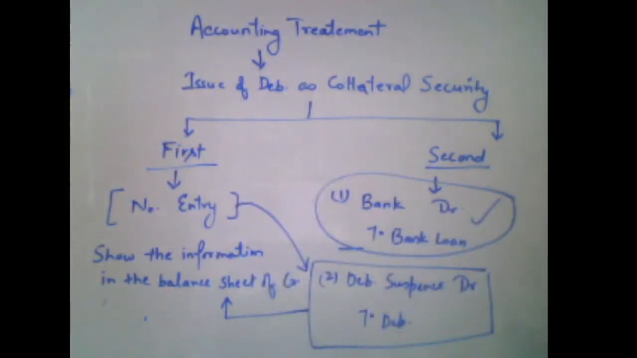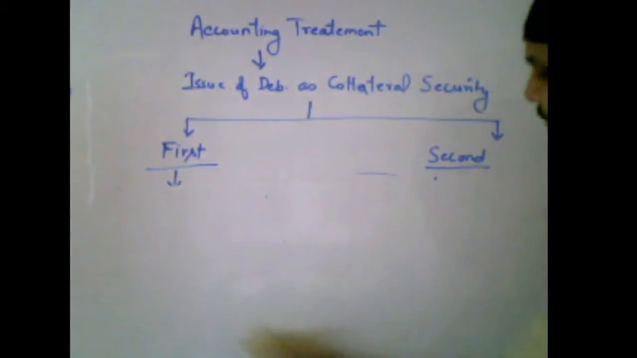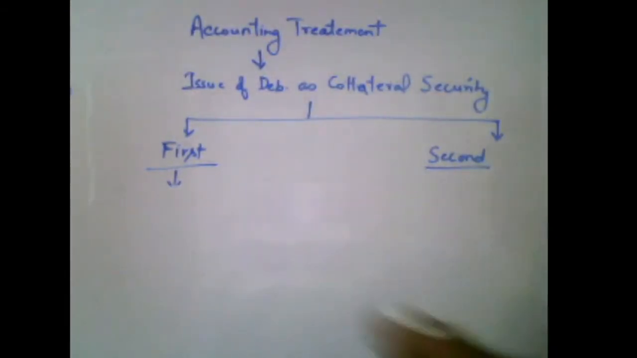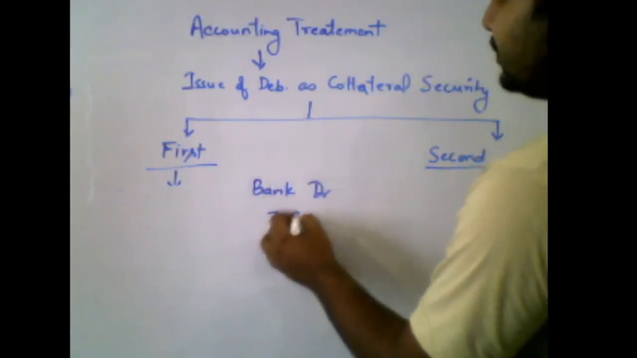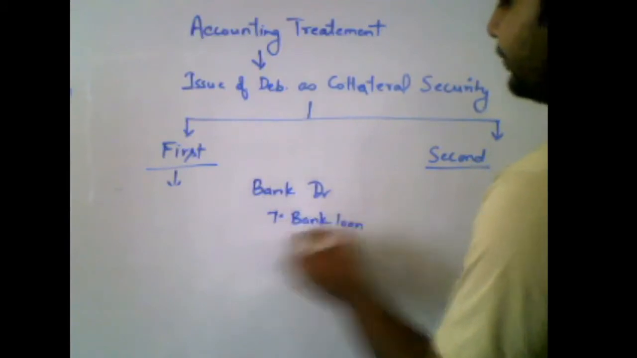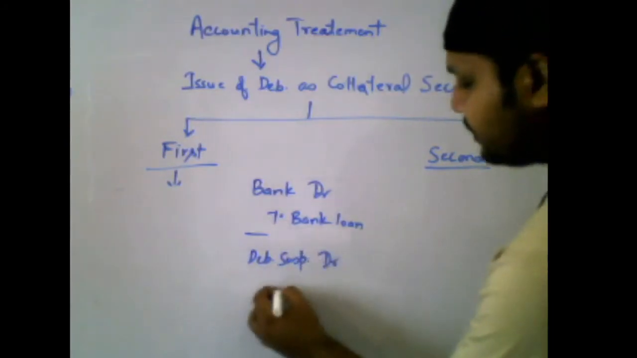So आपको एकदम माइंड क्लियर रखना है. सर बेसिकली हमको बताओ क्या करना है. दो एंट्री आप याद कर लो, बैंक अकाउंट डेबिट टू बैंक लोन, डिबेंचर सस्पेंस अकाउंट डेबिट टू डिबेंचर. दो चीजें आप याद कर लो. इज दैट क्लियर? यस सर, याद हो गया. अब मैं आपको बता देता हूं कि फर्स्ट मेथड में आप क्या करोगे. ये दो एंट्रीज हैं, मैं इसको पहले तो मिड में लिख देता हूं. फर्स्ट एंट्री थी बैंक अकाउंट डेबिट टू बैंक लोन, एंड द सेकेंड एंट्री विल बी डिबेंचर सस्पेंस अकाउंट डेबिट टू डिबेंचर.